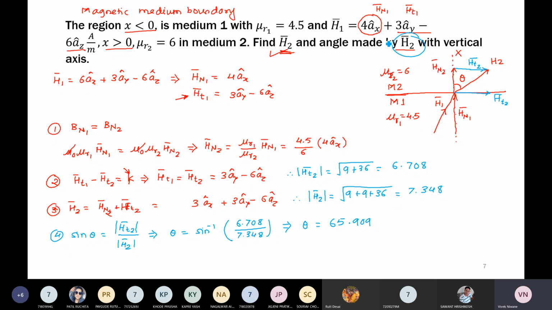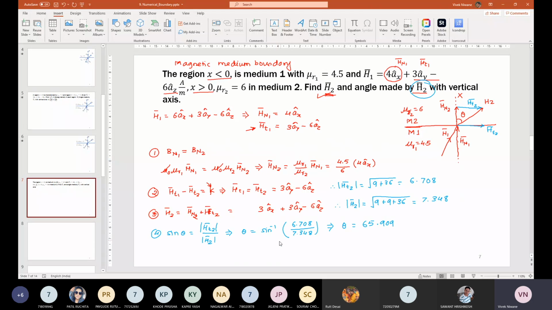So give a thought to these numericals and prepare them nicely. These numericals are important. With that, let us end this presentation and we will go to a different presentation.